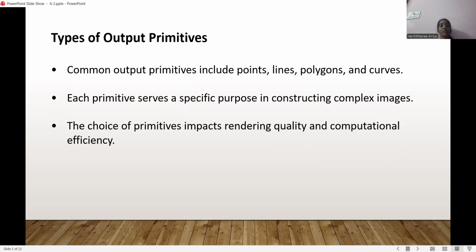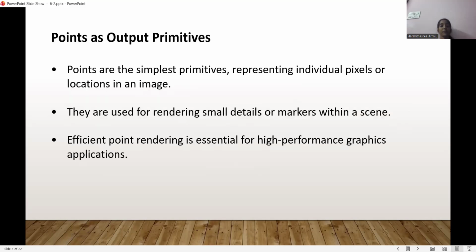Types of output primitives. Common output primitives include points, lines, polygons, and curves. Each primitive serves a specific purpose in constructing complex images. The choice of primitives impacts rendering quality and computational efficiency.